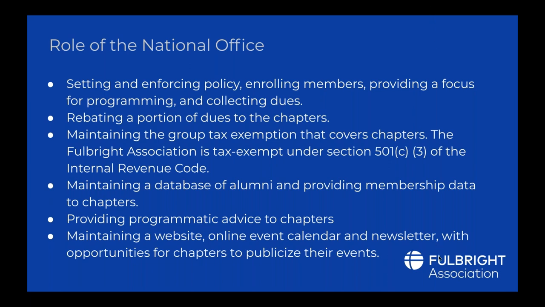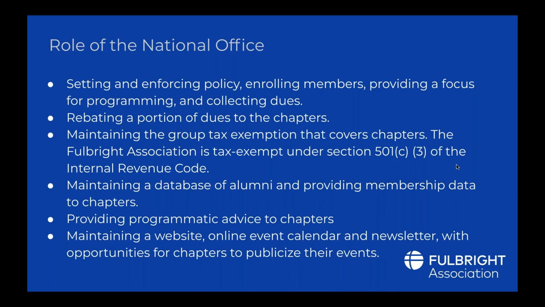So we maintain the group tax exemption. We report on your behalf collectively to the IRS. We also expect all new chapters to give us their new EIN number when they apply for it. Chapters are required to apply for their own taxes, but we report on the overall group. We have a directors and officers insurance policy. All our chapters are covered under that, just as our national board members. All chapter leaders are covered in the same policy. So that's a great thing. You will be getting a copy of that for your records.